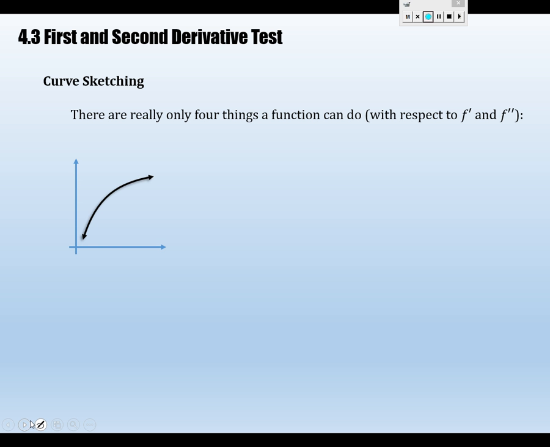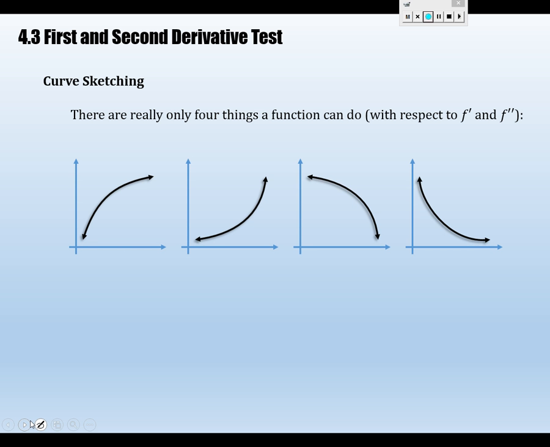And what's going on there? The first derivative is positive, and the second derivative is negative. So that's that picture. I'll show you the other ones here. So the first one is what you said. What about here? First derivative is positive, second derivative is positive.